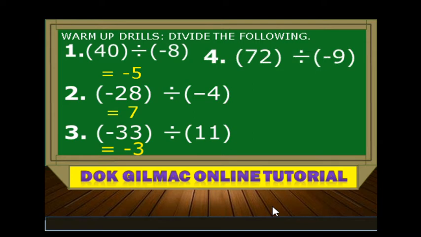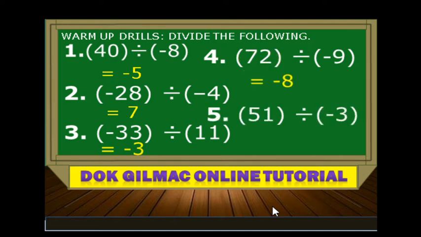Number 4, 72 divided by negative 9. You are dividing two unlike signs, so the quotient is negative. It's negative 8. Number 5, 51 divided by negative 3. You are dividing two unlike signs, so the quotient is negative. It's negative 17.